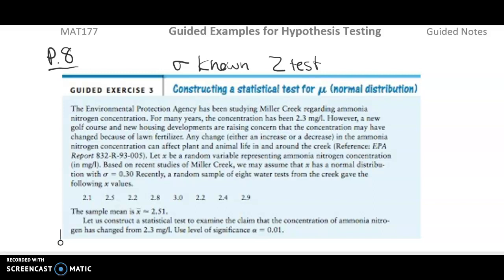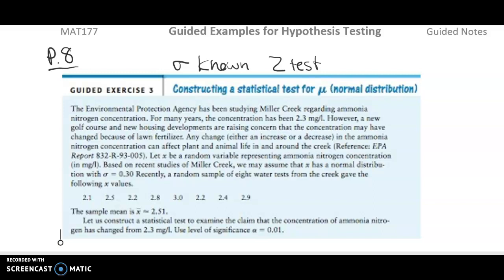The Environmental Protection Agency has been studying Miller Creek regarding ammonia nitrogen concentration. For many years, the concentration has been 2.3 milligrams per liter. However, a new golf course and new housing developments are raising concern that the concentration may have changed because of lawn fertilizer. A change, either an increase or decrease of the ammonia nitrogen concentration, can affect the plant and animal life around the creek. Let X be a random variable representing ammonia nitrogen concentration in milligrams per liter.